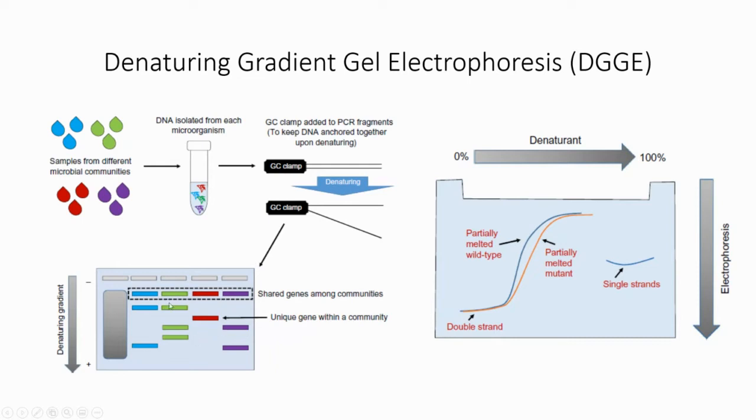And also you can identify the shared genes among different communities in this case, and the unique genes within a specific community. Okay, so you have a different denaturant from 0 to 100%. Then electrophoresis in this direction, and you can see the difference: partially melted wild type, partially melted mutant. That's another way. And this one has a different denaturing gradient from top to bottom, so you can separate these different fragments. That's DGGE gel.